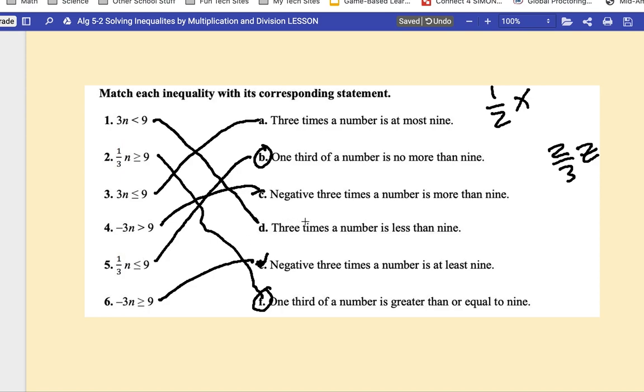So that's looking at the language of this and how it works when you're dealing with products. They also talk about division with this, but division is basically the same thing as multiplying by a fraction, especially when the numerator is 1, because you can write 1/3 of n also as n over 3. So it's two ways of saying the same thing.